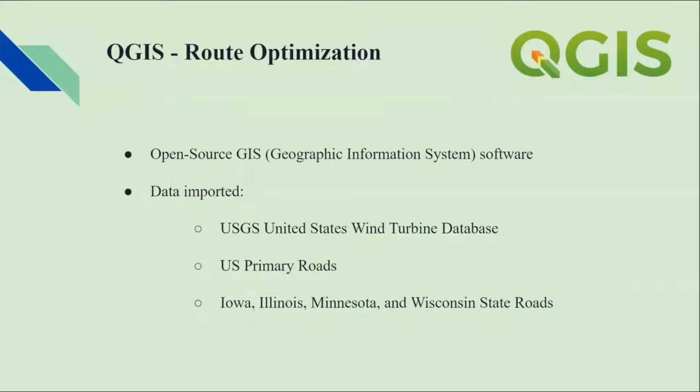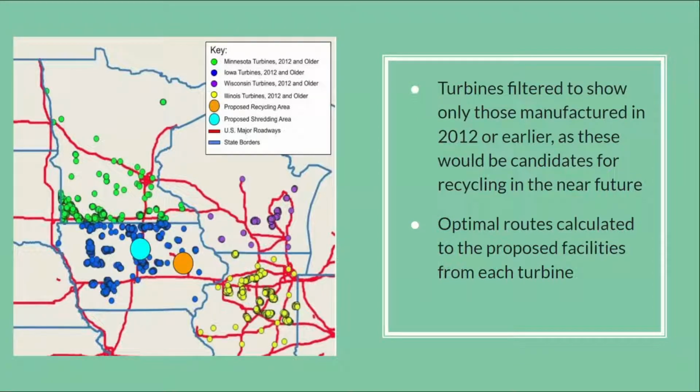Next, we used QGIS, an open source geographic information system software, to map out the existing turbines in the states of interest, these states being Iowa, Illinois, Minnesota, and Wisconsin. The data we imported included the United States Geological Survey wind turbine database, U.S. primary roads, and the roads of Illinois, Iowa, Wisconsin, and Minnesota. Turbines from 2012 or older were the ones we were interested in, as these would be candidates for recycling in the nearest future.